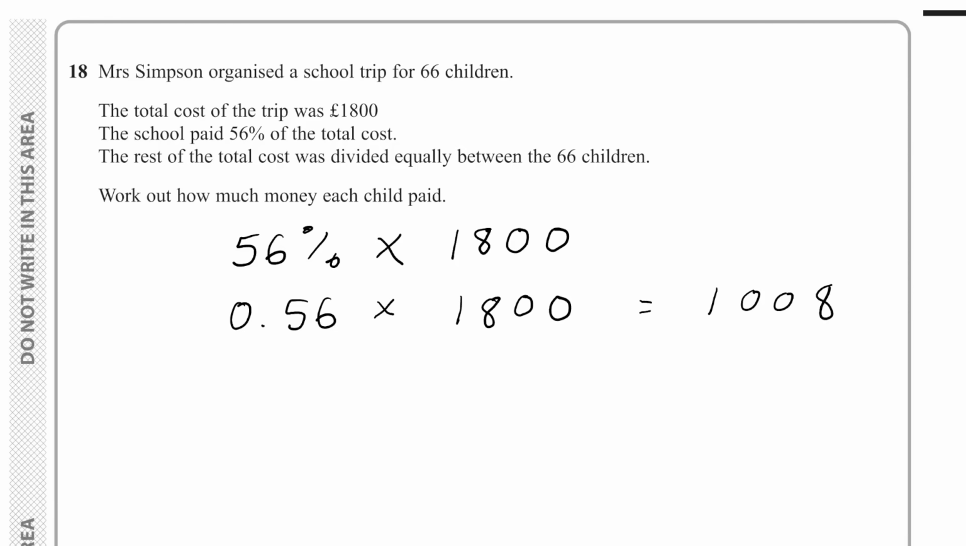The rest was divided equally between 66. So what's the rest? 1,800, take away 1,008.